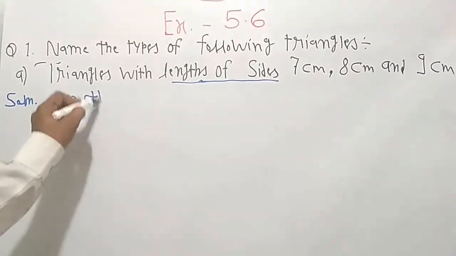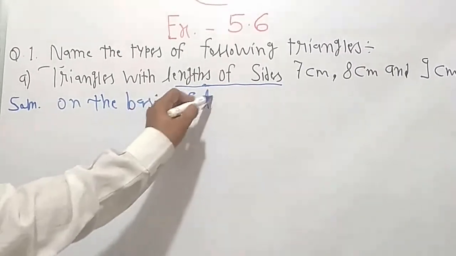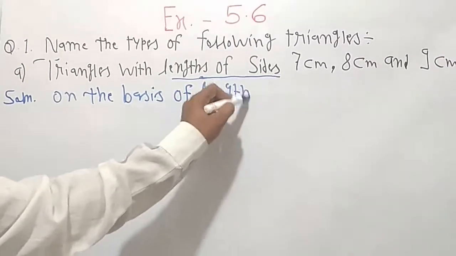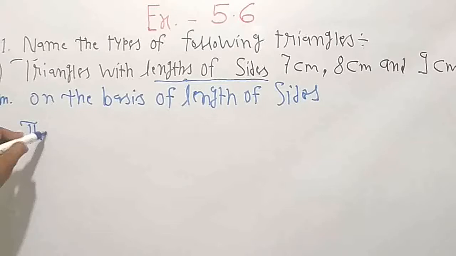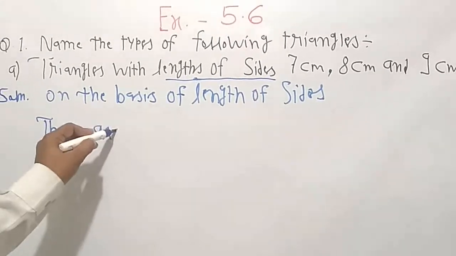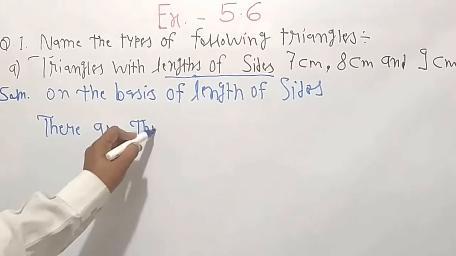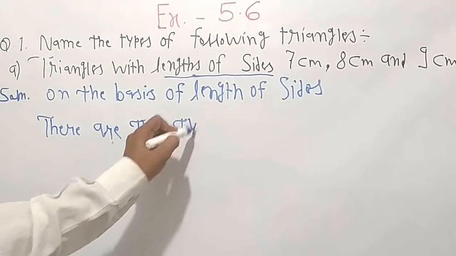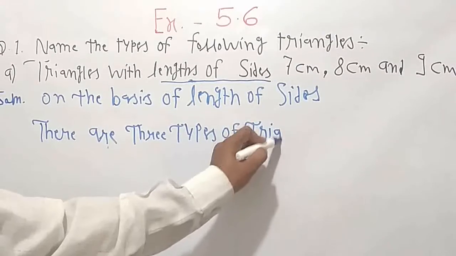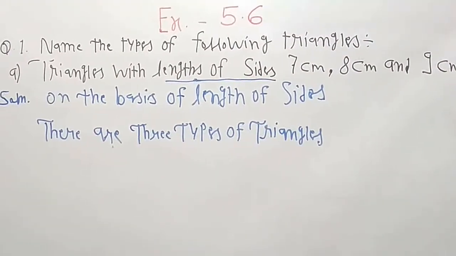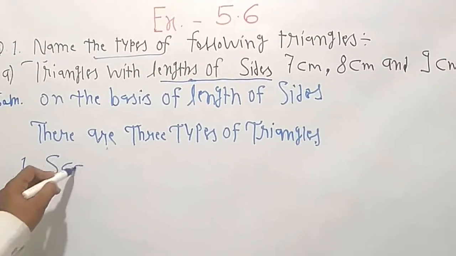On the basis of lengths of sides, there are three types of triangle. So we are talking about the types. The first is scalene triangle.